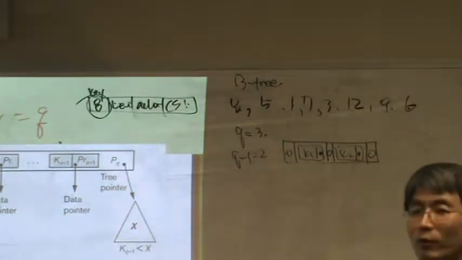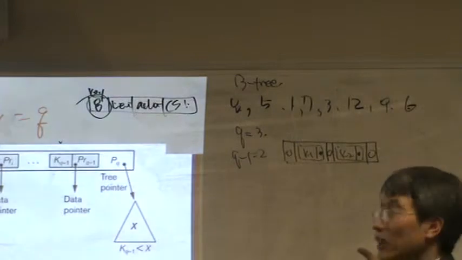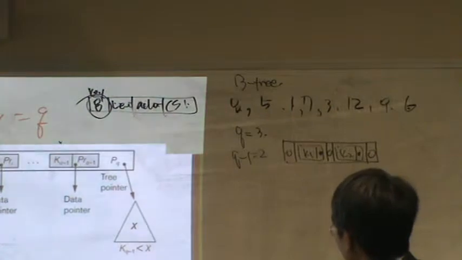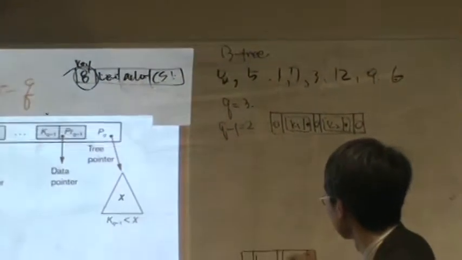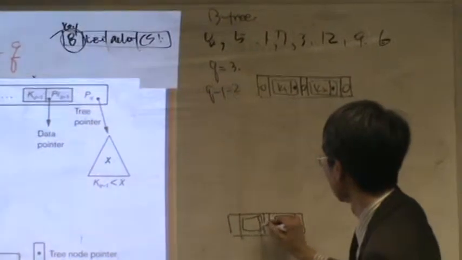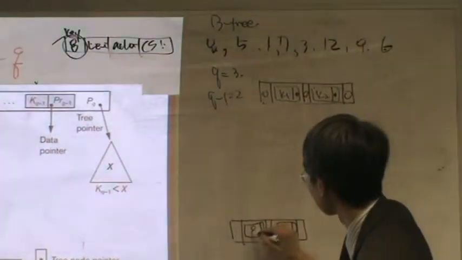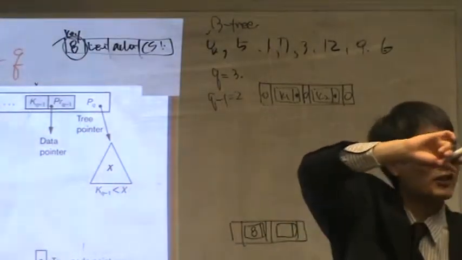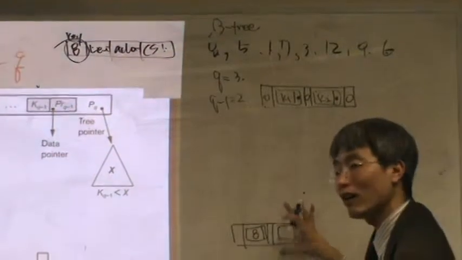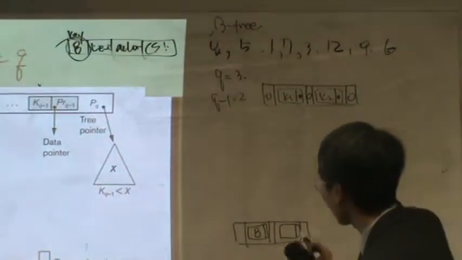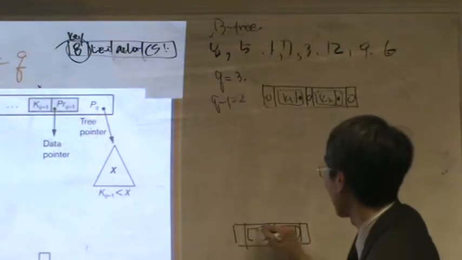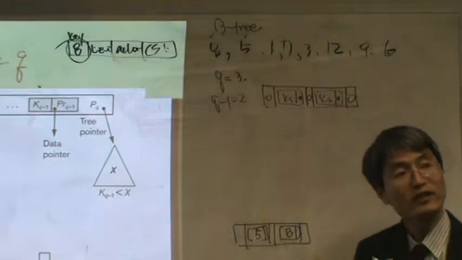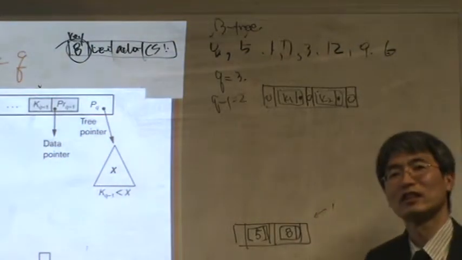Okay, then let's insert. First, no data. 8 is inserted. We can create node structure. So 8 is inserted. That's it. So this is done. Next, 5 is inserted. So in one block, it's not a big problem to sort the data. We can sort 5 and 8. So 5 and 8. Problem is when 1 is inserted.